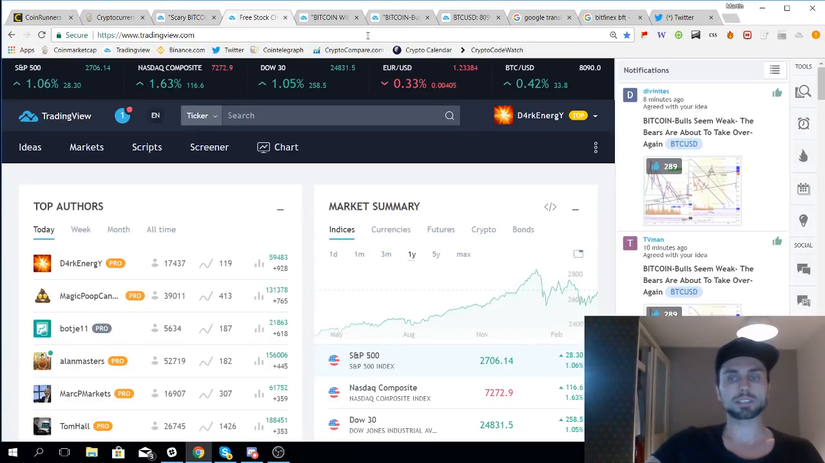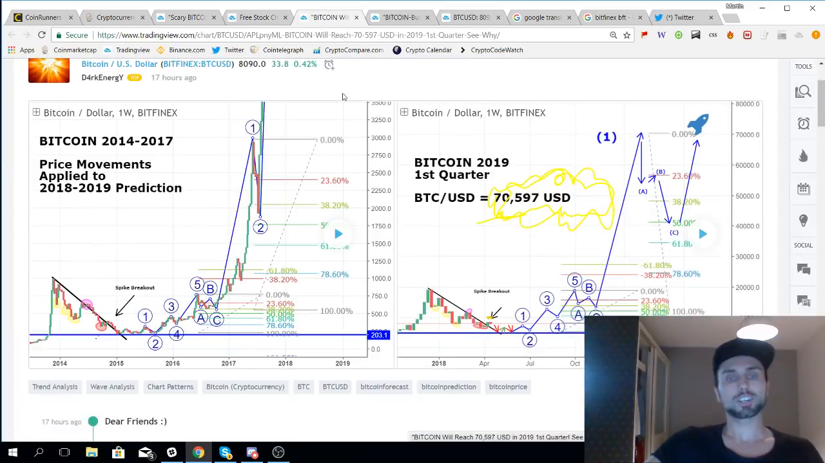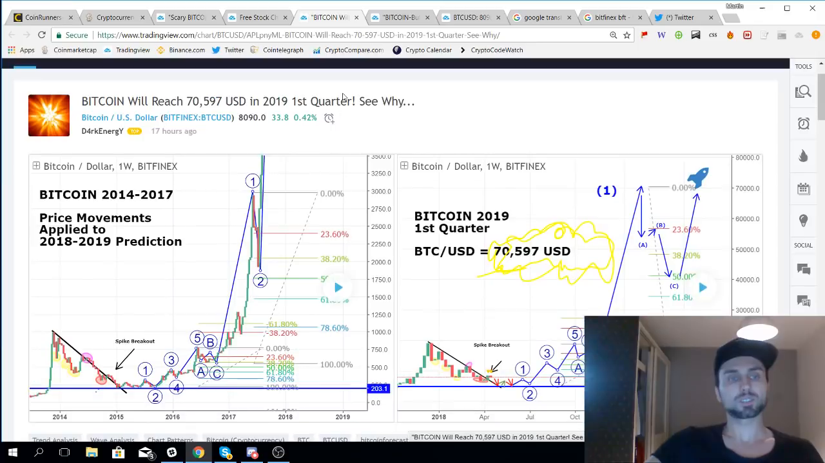I want to show you another chart I made here. This is more kind of fun, because I called it Bitcoin will reach 70,597 US dollars in the first quarter of 2019. And obviously, let me be straight and honest with you guys, this is only speculation. No one has a clue where we will be at that time. There are so many unknown factors, so many different things that can happen, FA stuff out there, a lot of news about all kinds of crazy things. So we have no idea, right?